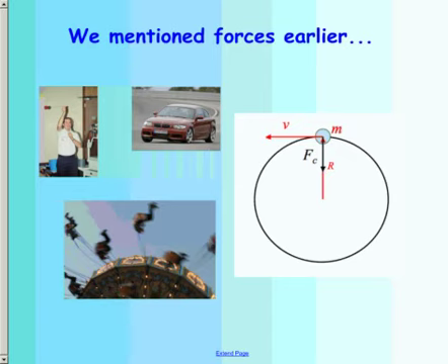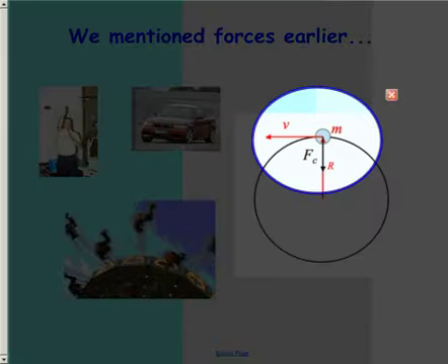If we look over here at our mass that's going in a circle, we have the radius of the circle and the velocity, which is always perpendicular to the radius or tangent to the circle. We have our mass that we make as a dot, and then we have our F with a little c for centripetal force.